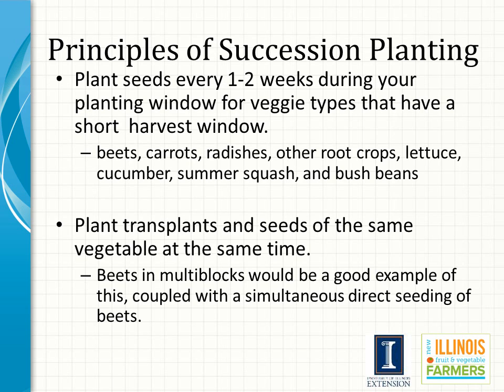Another principle is that you can plant transplants and seeds of the same vegetable at the same time, either in the same bed or in different beds. An example of this would be beets that you start in multi-blocks in the greenhouse as transplants. When those multi-block transplants are put in the field, you could simultaneously do a direct seeding of beets, either in the same bed or a different bed, to be harvested after the transplanted beets.